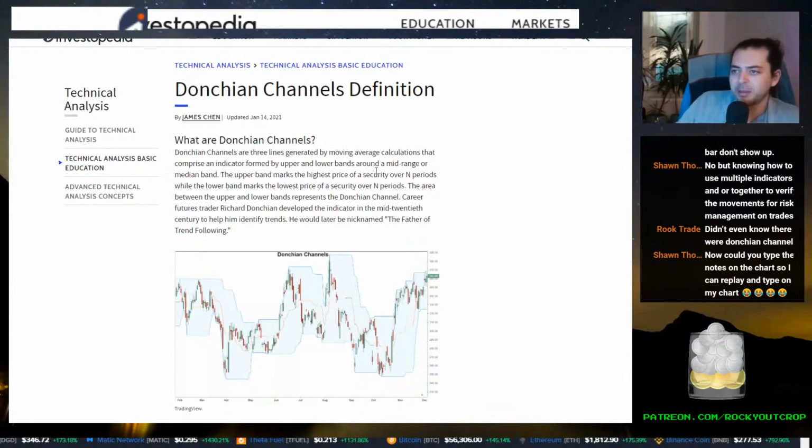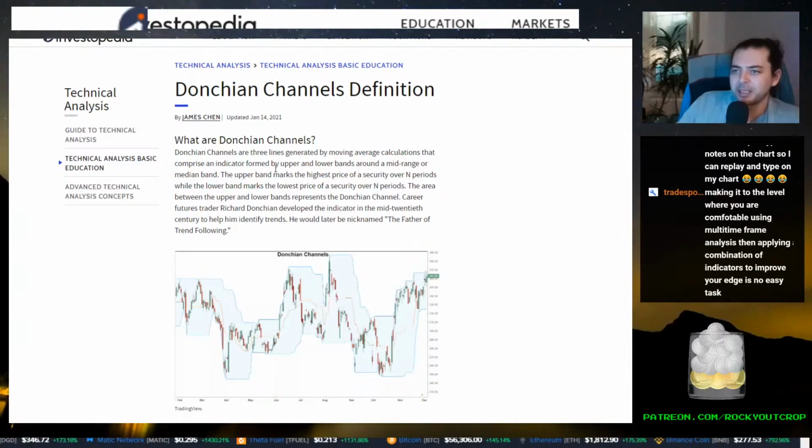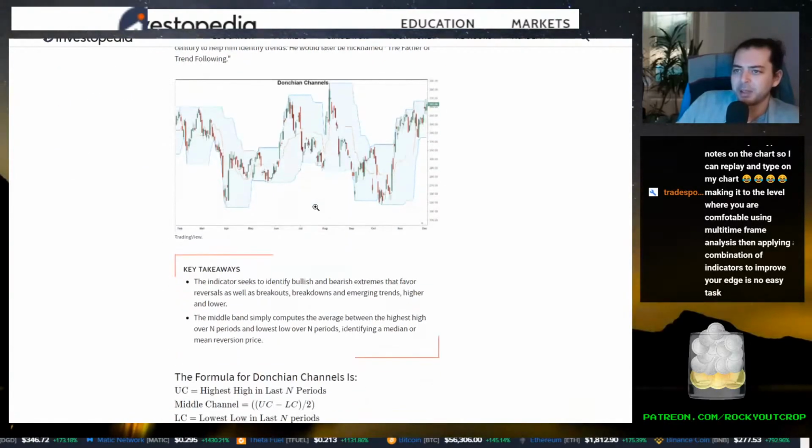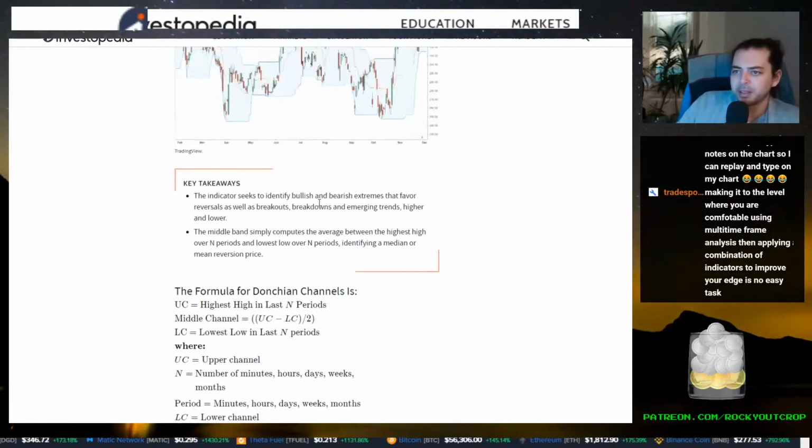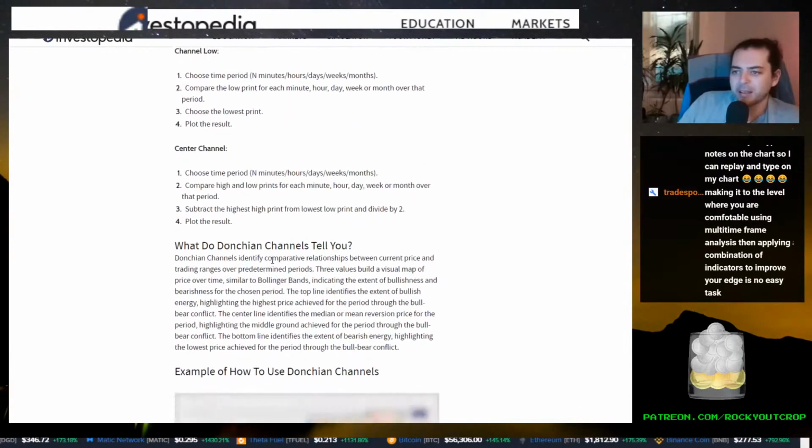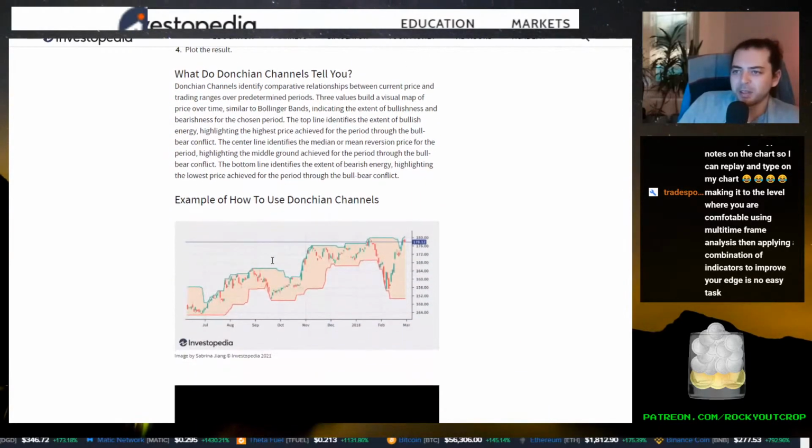Three lines generating average calculations that comprise an indicator formed by an upper and lower band and a mid-range. Well, anyway, the formula for them is that the indicator seeks to identify bullish and bearish extremes that favor reversals as well as breakouts, breakdowns, and emerging trends, higher and lower. The middle band simply computes the average between the highest over the end periods and the lowest over the end periods, identifying a median mean reversion price. How to calculate them. Center channel, what do they tell you?